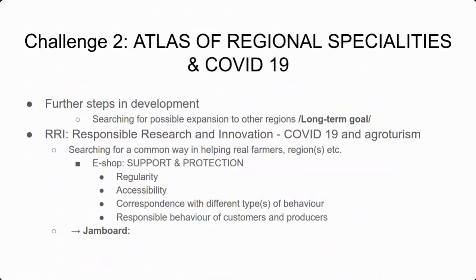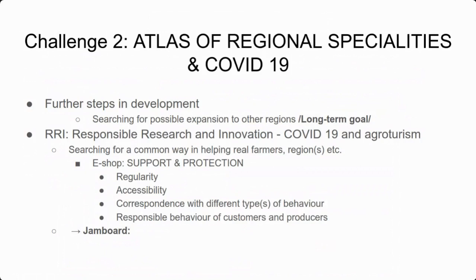And the Atlas of Regional Specialities in the COVID era. So further steps in development, and again, searching for possible expansion to other regions, and what we think could be really helpful in this situation, in this time, to search a proper way in helping real farmers, as I said, which means that e-shops should provide all stakeholders with support and protection at the same time. It means that they can buy the products or services, now especially products, of course, regularly. The products, especially local products, are accessible for them, and it really corresponds with different types of people's behavior. I mean people as customers. And what is really needed is to be responsible in the behavior of customers and producers.